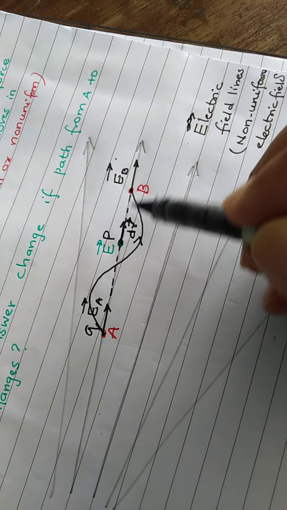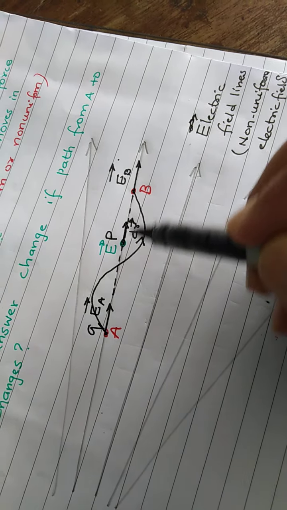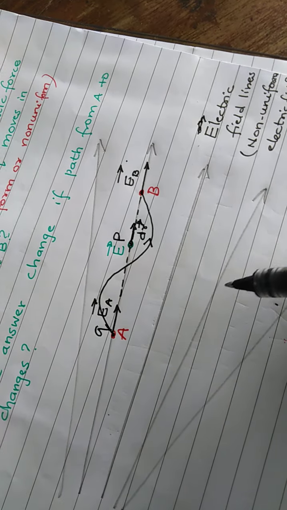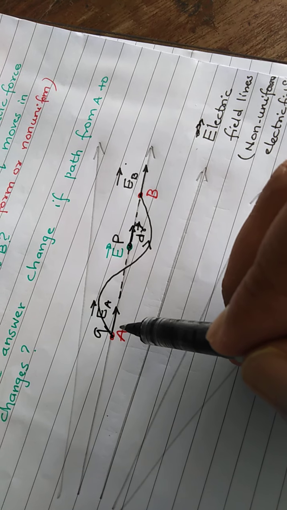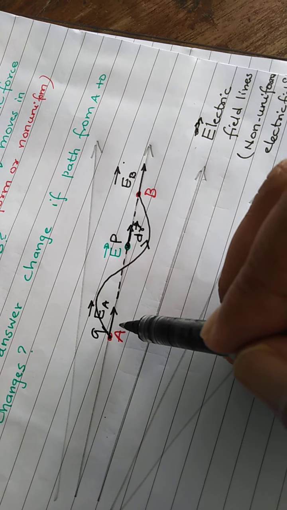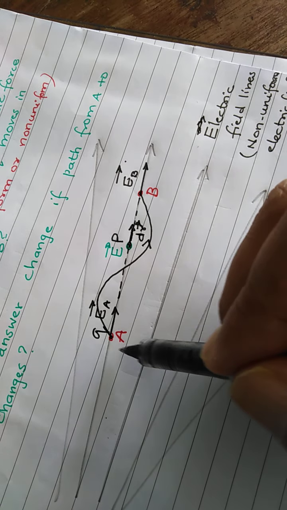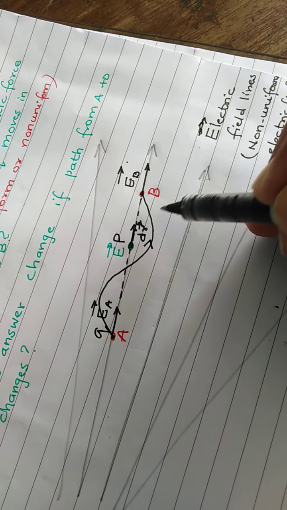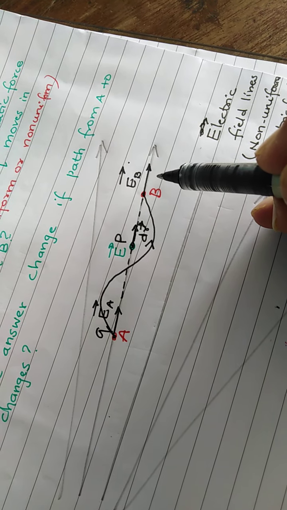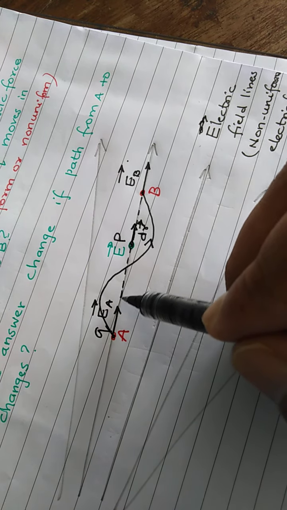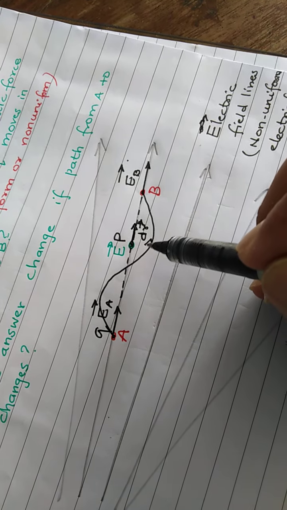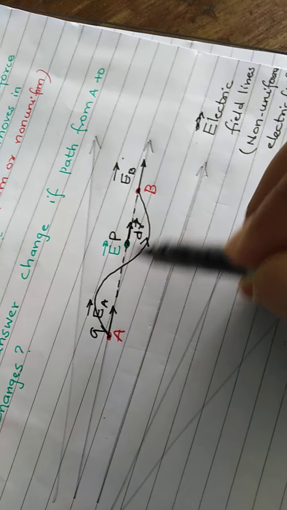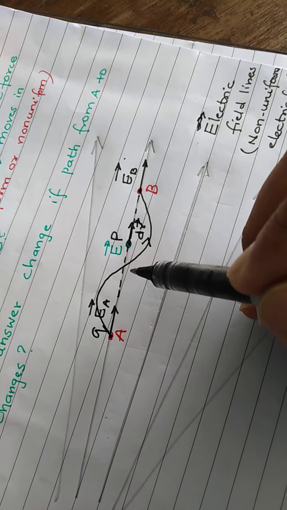Since the electric field is non-uniform, and you can see it is decreasing from point A to point B because the field is diverging, the force experienced by the charge when it is at A will be greater than when the charge is at B, because the electric field is decreasing. So along this path or any path we will take, the electric field is changing, and so the force experienced by the charge is changing.